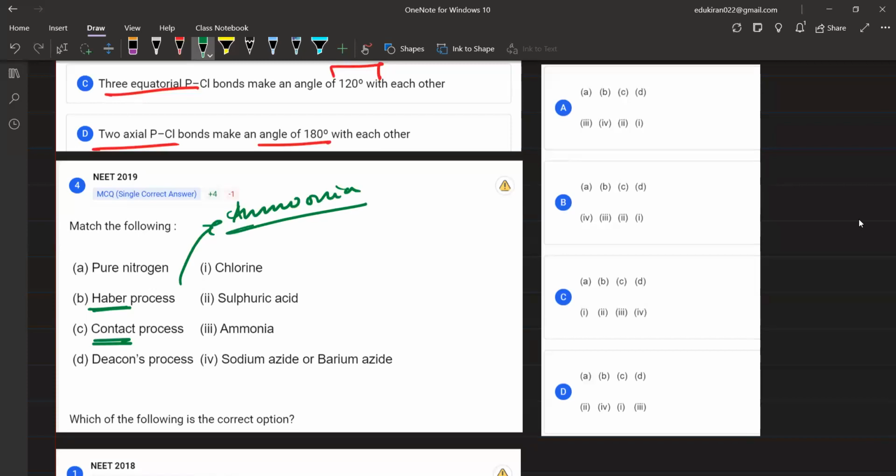Haber process is used for preparation of ammonia. Now what option is B? B3 is option number B. Pure nitrogen can be found from sodium azide and barium azide; heating causes decomposition. Contact process, it is used for the preparation of what? Sulfuric acid, right? And the Deacon process is used for preparation of chlorine.